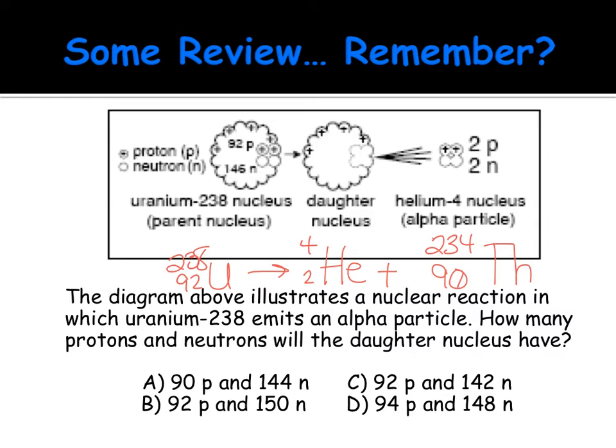So how many protons and how many neutrons will that new nucleus have? Well, we have 90 protons and 144 neutrons. The atomic number tells us we have 90 protons. 234 minus 90 equals 144. Does everybody remember how to do that? Because you will have to do that again on your exam.